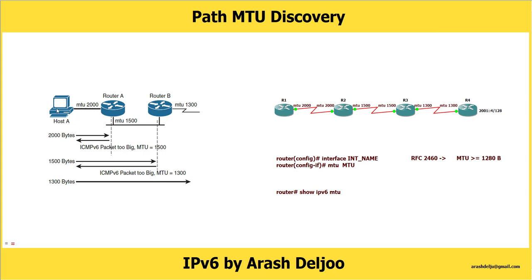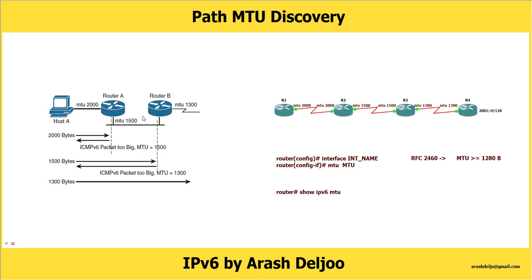Because of that, as you can see here, host A in the next step now uses this MTU for sending further packets to the same destination. The host will never go below the IPv6 minimum size of 1280 bytes. According to RFC 2460, the minimum MTU that we can have on IPv6 is 1280 bytes or larger than this value. Because of that, here host A should fragment the packet to 1500 bytes.